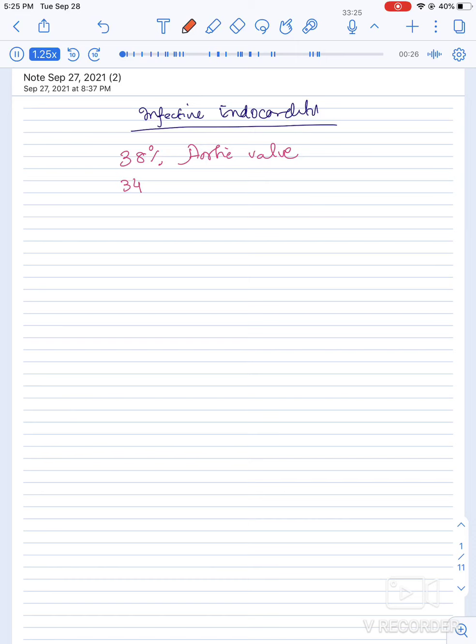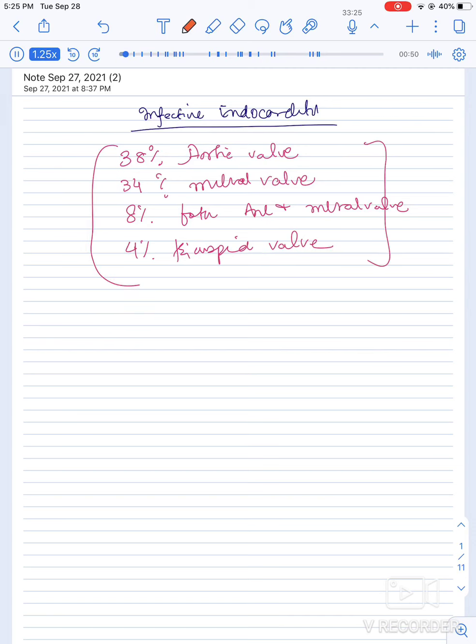After that could be the mitral valve at 34% of the disease burden, and then 8% will have both aortic and mitral valve, and 4% tricuspid. So whenever you have endocarditis in any one valve, it becomes important to make sure that none of the other valves are involved, but the aortic valve definitely takes the most burden of the endocarditis.